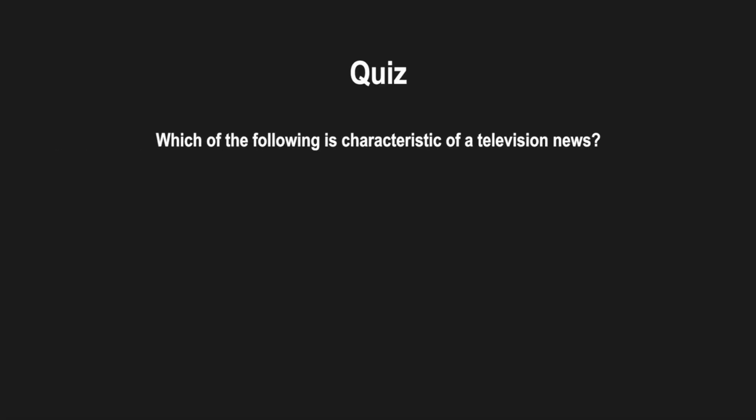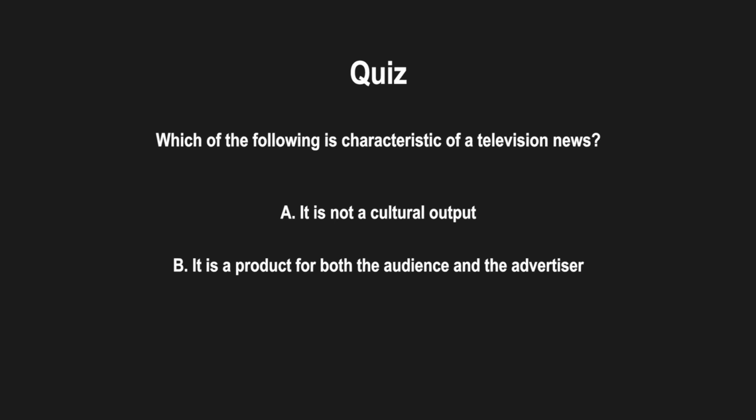Therefore, our last quiz is a quick recap. Which would you say is the following characteristic of television news? It is not a cultural output. It is a product for both the audience and the advertiser. It is similar to a day-to-day product. So, which one do you think applies to television news? Keep in mind, the answer would be it is a product for both the audience and the advertiser, because anything in media today is supported by the advertiser and the audience.